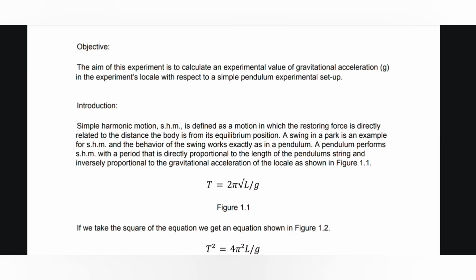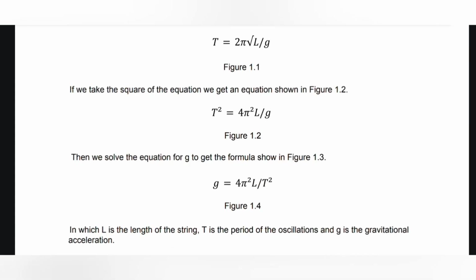The definition of simple harmonic motion is basically a motion in which the restoring force is directly related to the distance the body is from its equilibrium position. And a simple pendulum performs simple harmonic motion with a period that is directly proportional to the length of the pendulum string and inversely proportional to the gravitational acceleration of the locale. And the equation we will use in this experiment is the period formula of a simple pendulum, which you can see at the bottom of this page.